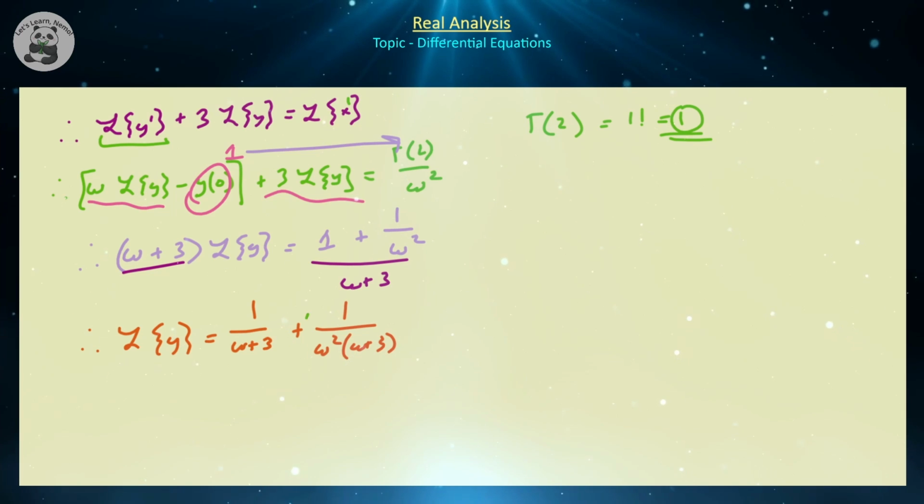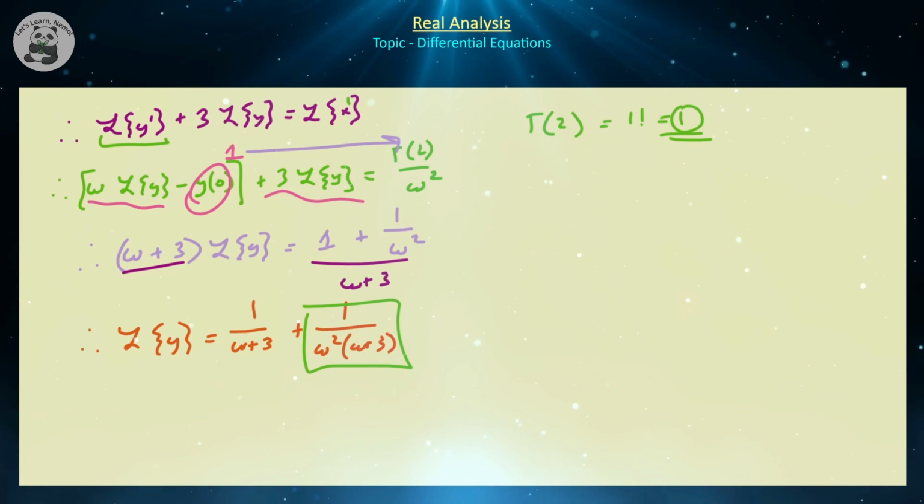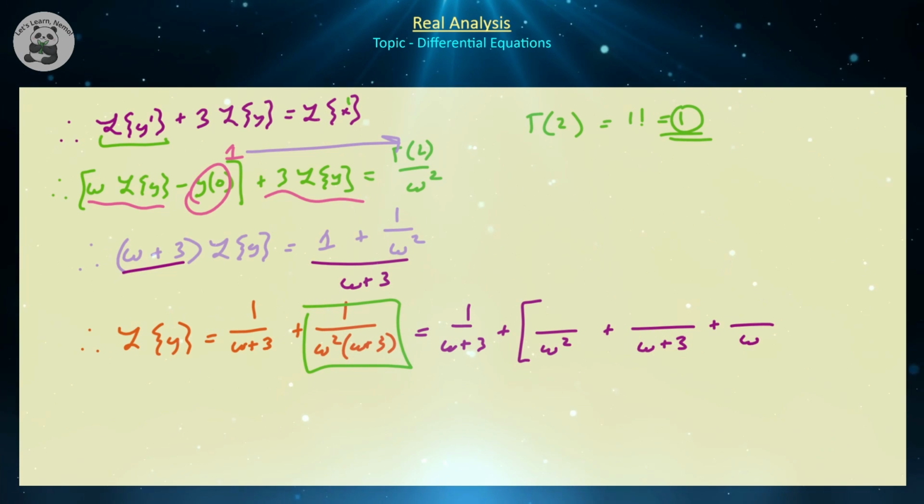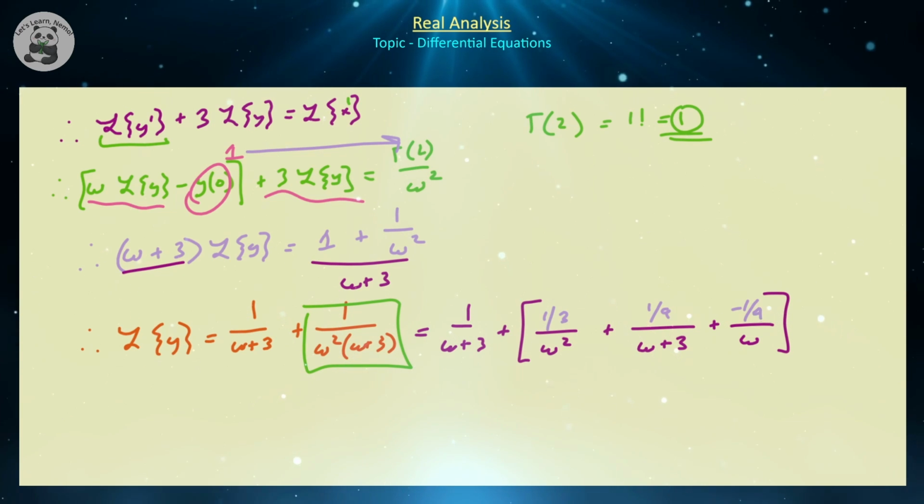And this object, notice that's a cubic denominator. We can do partial fraction decomposition on that, and you'll get something of the form 1 over omega plus 3 plus the PFD of that. So we're going to have an omega squared term. You're going to have an omega plus 3 term. And you're also going to have an omega term as well, since that is a quadratic term. So once you do that, you're going to have what is your numerator constant. So you're going to have 1/3, 1/9, and minus 1/9.